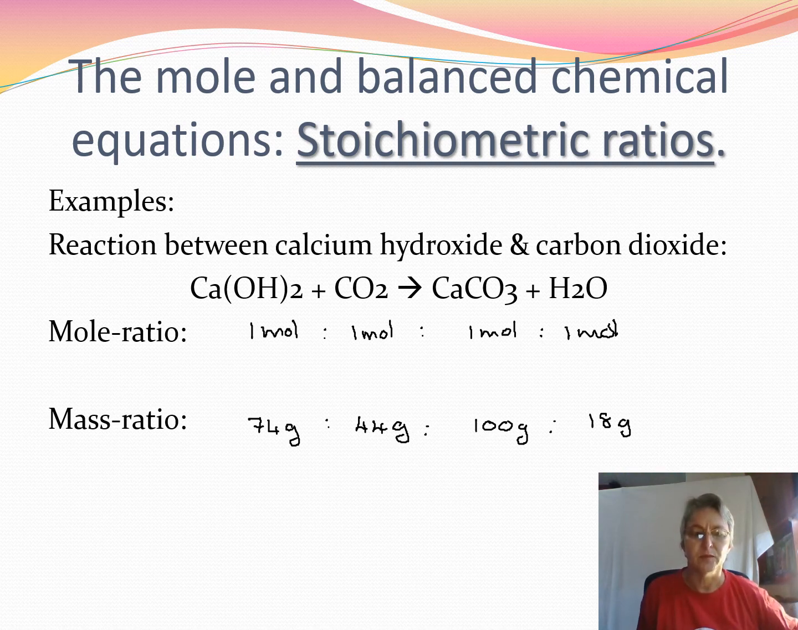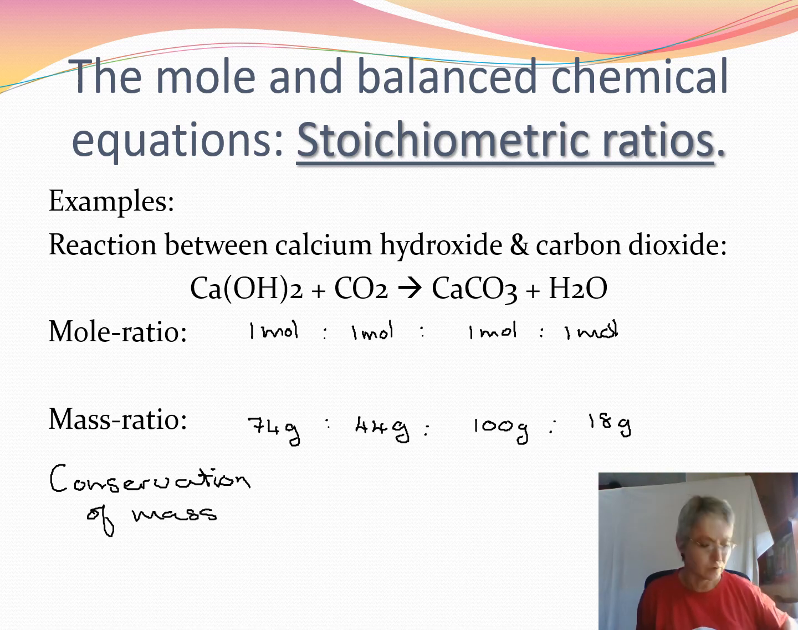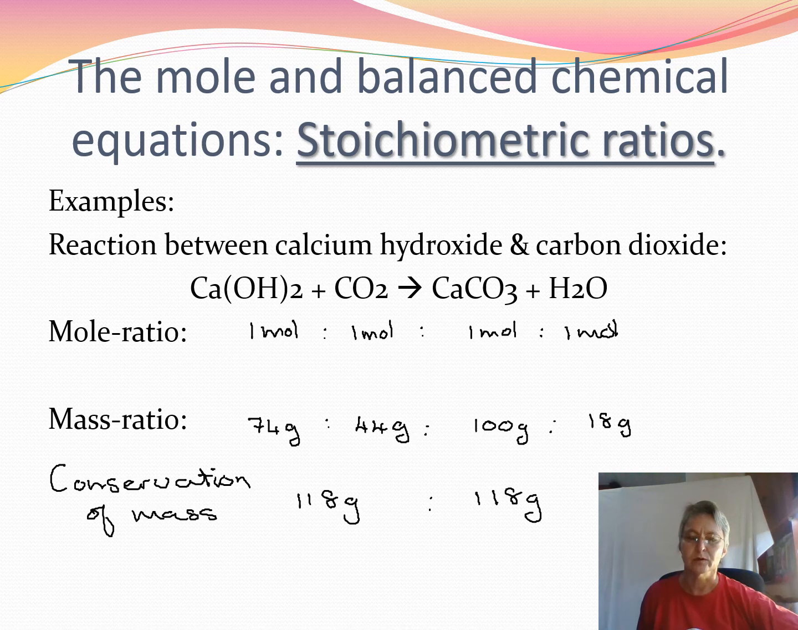There is something like the conservation of mass, because matter can't be created or destroyed, so I'm going to double check myself. 74 plus 44 gives us 118 grams. And on the other side, the products is also 118 grams. But what we are going to work with is the mole ratio. It's a much simpler ratio than the mass ratio.